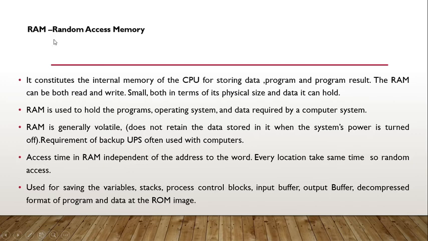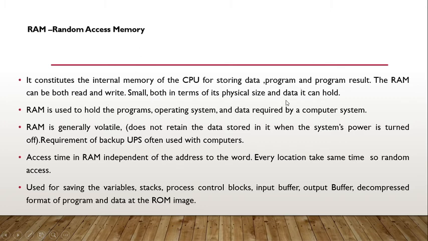Now we are coming to the next classification, that is the random access memory. Okay, the random access memory constitutes the internal memory of the CPU for storing the data, program and program result. The RAM can be both a read and write memory. So this type of memory is for both reading and writing. It is small, both in terms of its physical size and the data it can hold. So the RAM is going to hold only a little amount of data.